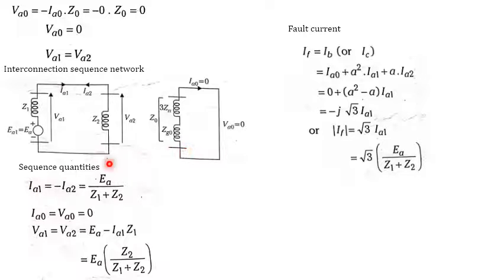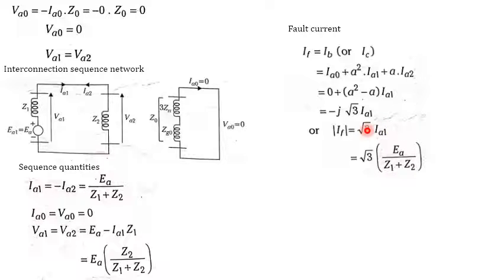From this equation, we can write it as minus IA1. So this will become A square minus A into IA1. We know that A square minus A is minus j root 3, so that is minus j root 3 into IA1. Consider the magnitude of the fault current. This will become root 3 times IA1.